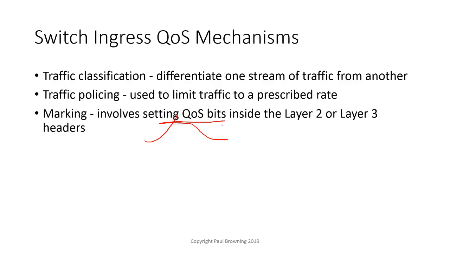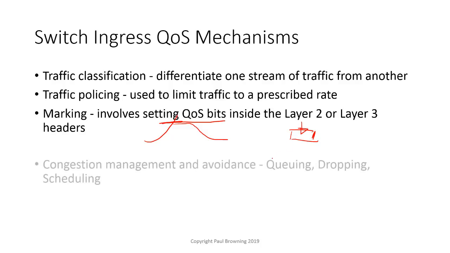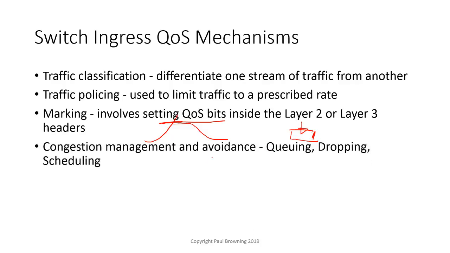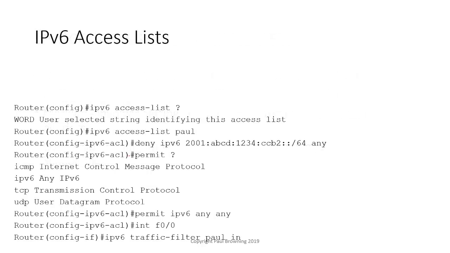Marking involves setting QoS bits in the layer 2 or layer 3 header, so it will put a mark in whichever the particular part of the packet or frame is. Your congestion management tools are queuing, dropping, or scheduling. I'm not sure if I give you a description of these actually. No, I don't, so look that up.